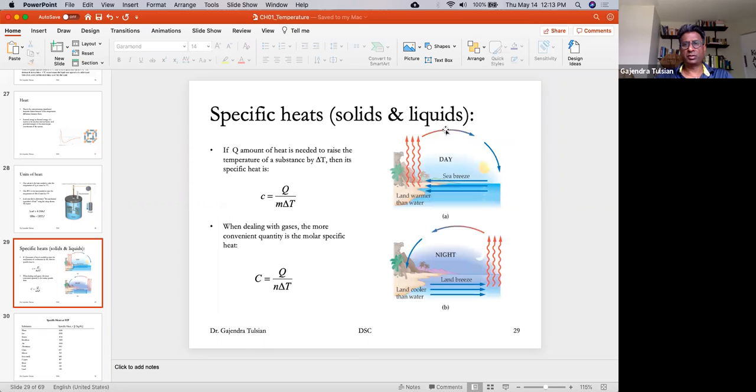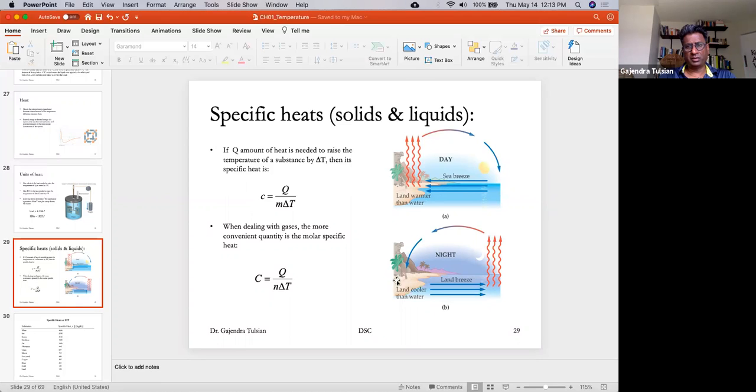What this diagram is showing you is that during the day, equal amounts of energy, sunlight, fall on both water and land. Land has a smaller specific heat, so its temperature will rise more. Land gets much warmer. The air above land gets warmer, less dense, and it rises. The pressure is low here now and high there, and wind blows from a higher pressure to a lower pressure region. So during the day, you have a breeze blowing from the ocean toward the land.